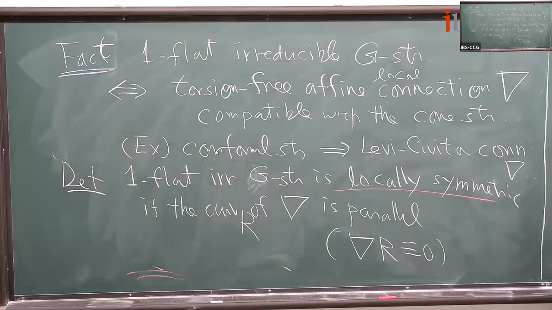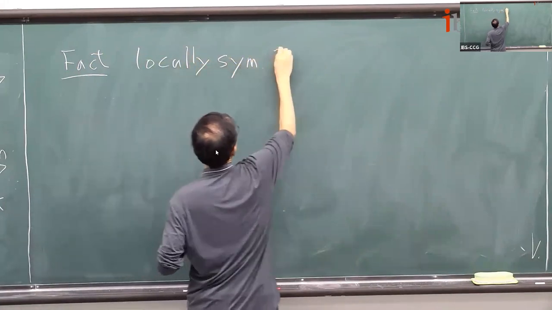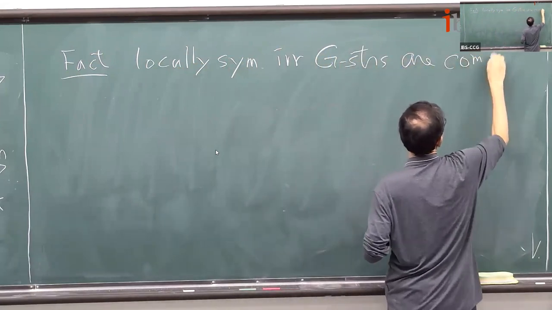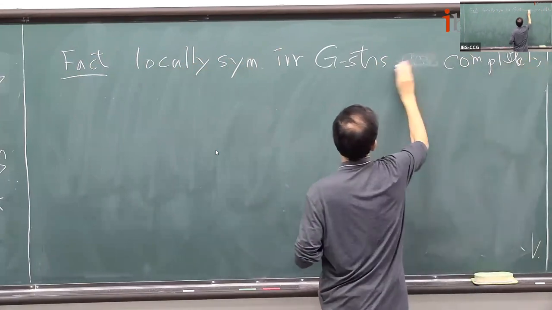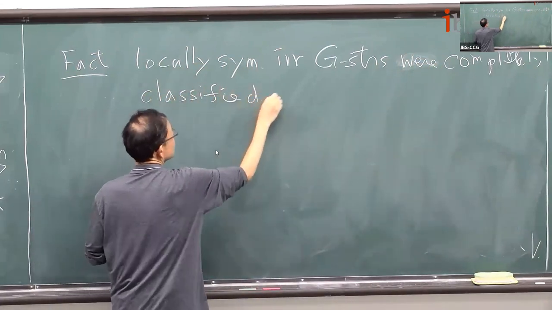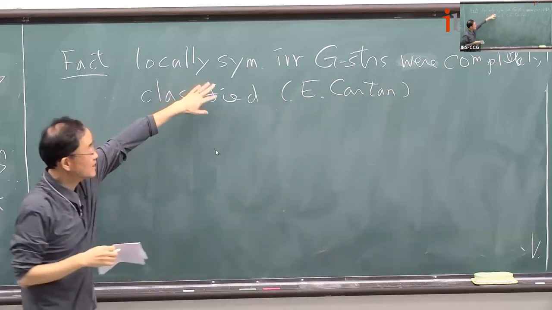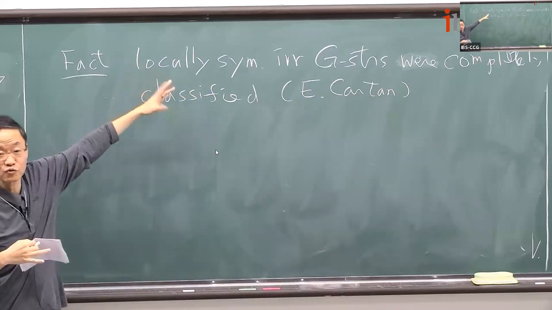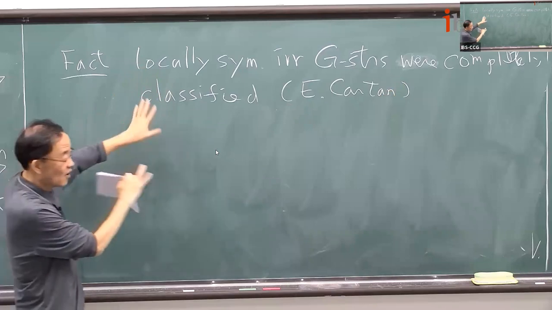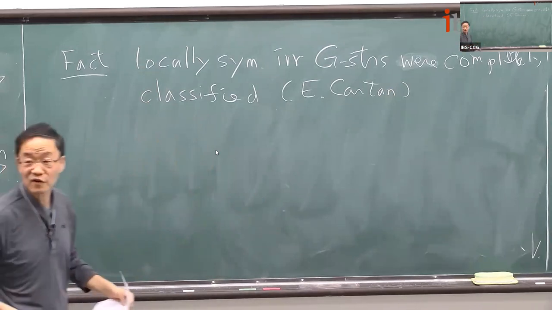So the fact is that locally symmetric irreducible G-structures were completely classified. It's a work of Cartan, a classical result in differential geometry. The locally symmetric irreducible G-structures are completely understood locally, so you don't have to worry about this. Whenever some G-structure is locally symmetric, you can regard it as understood. Okay, so that's the differential geometric part. Any question up to now?